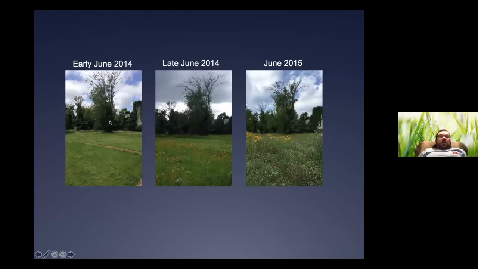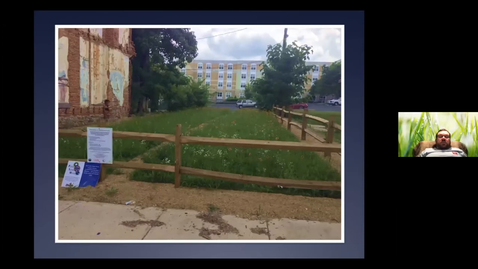This is the same lot from early June 2014, late June, and June 2015, just going from the same perspective. And this is 1, 2, 3, 4 lots here. In the June 2015 shot, you can't even demarcate them. And this is a close up of probably my favorite ones. This is a vacant home here, but these 2 lots turned out to be pretty good.